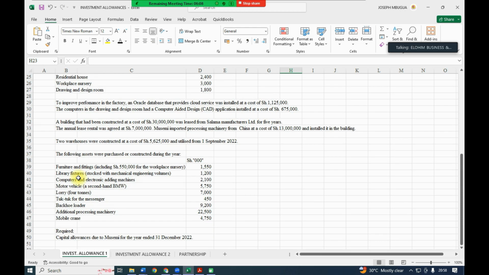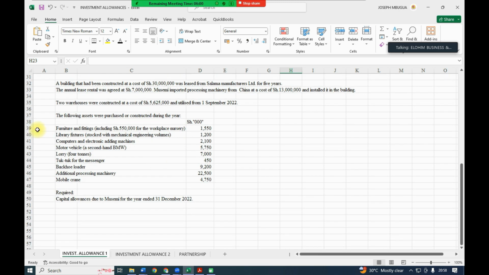The following assets were purchased or constructed during the year. So these are the assets I've been given: fixtures, furniture and fittings, including 550 for the workplace nursery, library fixtures stocked with mechanical engineering volumes, computer and electronic adding machines, motor vehicle second hand, lorry, 4 tons, tuk-tuk for messenger, backhoe loader, then additional processing machinery and a mobile crane. You are required to compute the capital allowance due to Musemi for the year ended 31st December 2022.